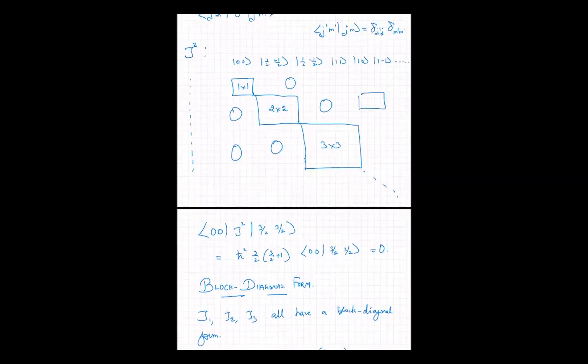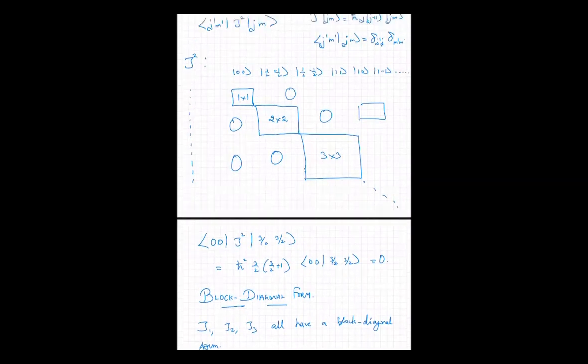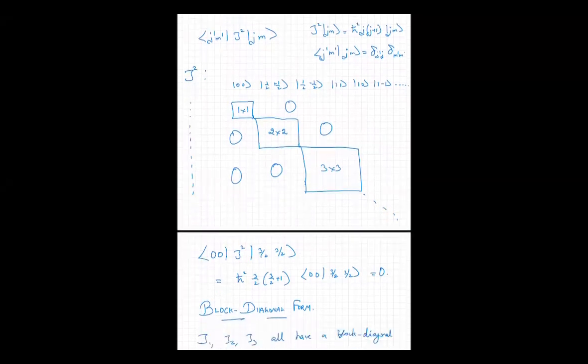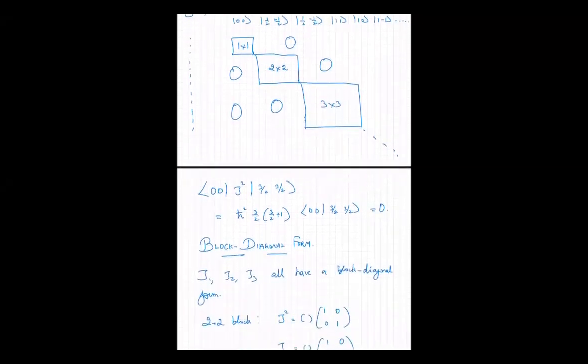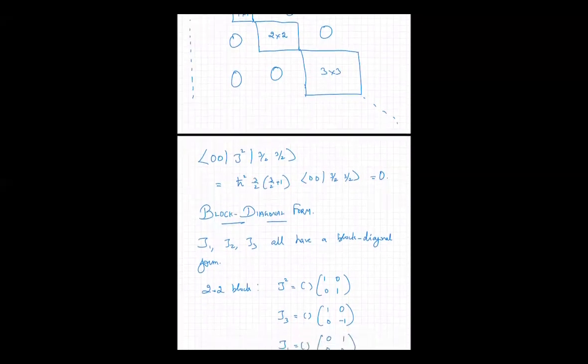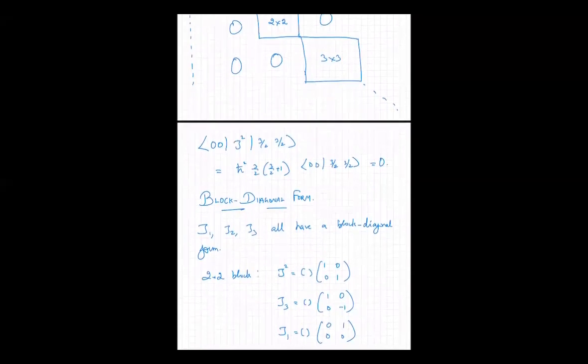That is impossible, because that will marry two different J's, which is not possible because the states are normalized according to this relation. So whether I talk about J square or J1 or J2 or J3, none of them will have anything that is not of a block diagonal form. But the elements inside each block will be different for J square, J1, J2, and J3, because J square and J3 will have only diagonal elements within each block, but J1 and J2 will only have off diagonal elements within each block. Okay, so this is the first point.